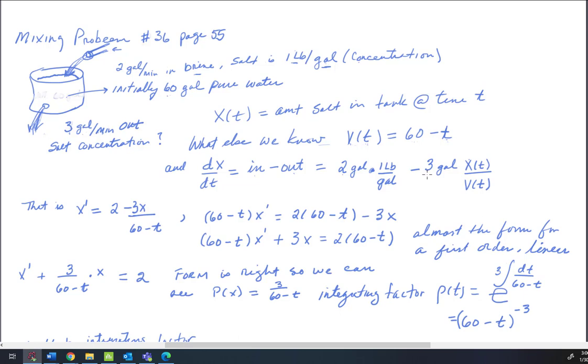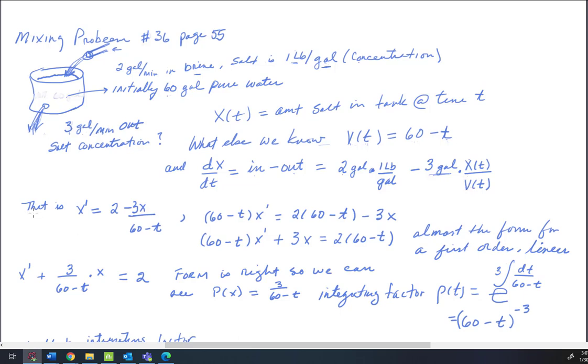What about the outflow? The outflow would be 3 gallons per minute, but what about the concentration? And this is the key to the whole problem. Once you see that this is how you set these problems up, their solution is usually pretty easy. So the concentration of that outflow would be x of t, that is how much salt is in the tank at time t, divided by the volume of water that's in the tank at time t. So this ratio would be the concentration at time t.